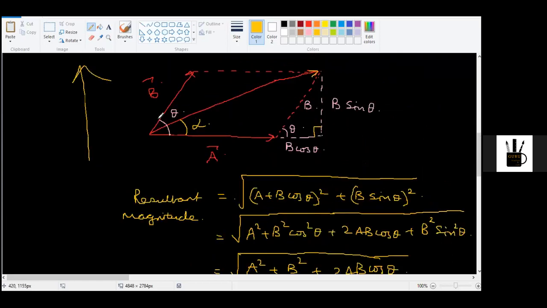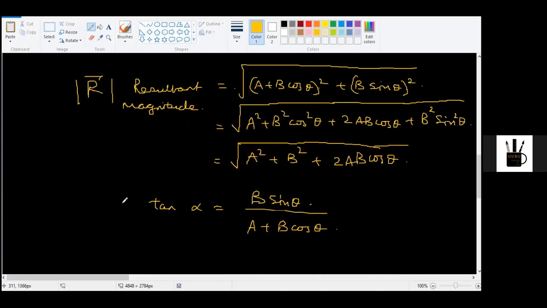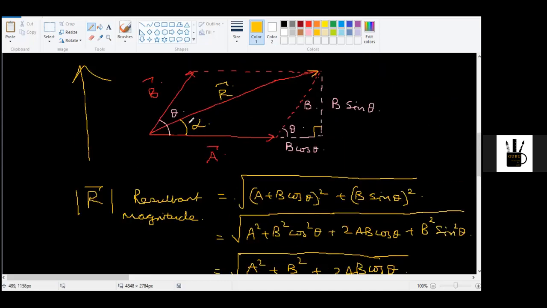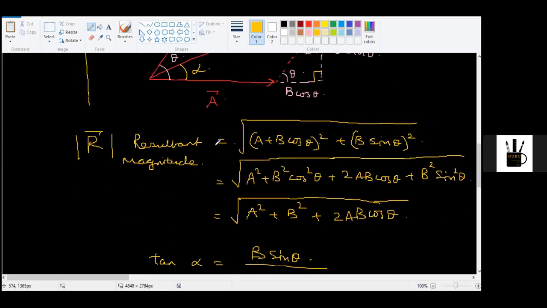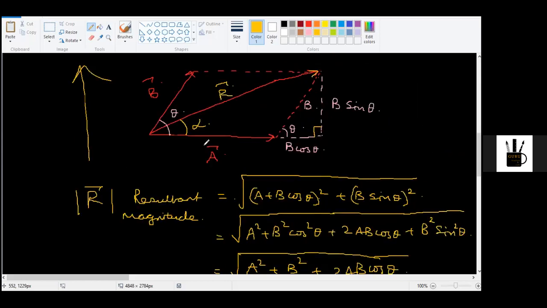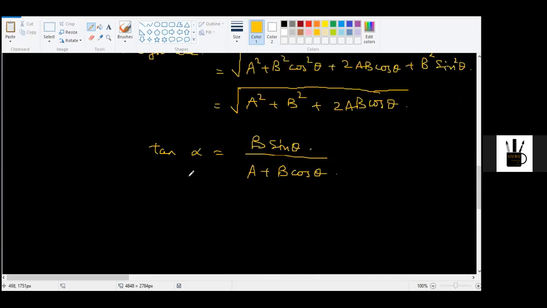Carefully understand, theta is the angle between A and B. Alpha is the angle between A and the resultant. The resultant magnitude can be shown something like this. R is a vector, but if I put a modulus symbol, it is magnitude. Whereas tan alpha gives the angle between R and A. Usually A is the first vector and B is the second vector. So you should say that alpha is the angle between the resultant and the first vector.